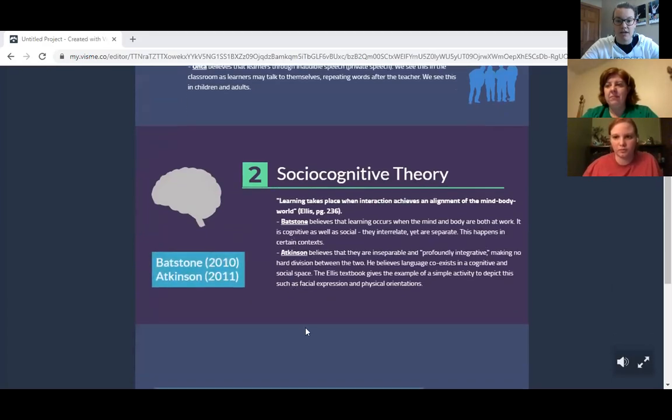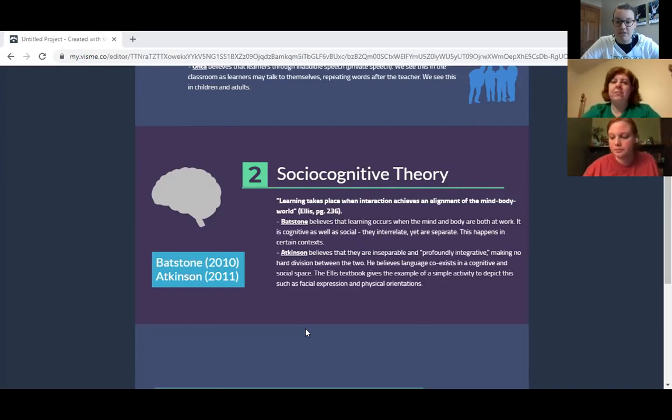So the next one is sociocognitive theory, which, out of all the theories, is the one I think I believe in the most, actually. This is when learning takes place when interaction achieves an alignment of the mind, body, and world. This comes from a quote from Ellis in 236. And the two theorists here were Batstone in 2010 and Atkinson in 2011. And Robyn really went over this, I think, really well. But I just want to make my 2 points about both of the theorists as well.